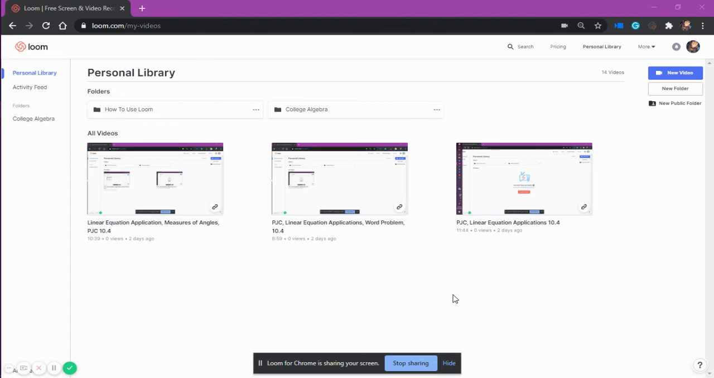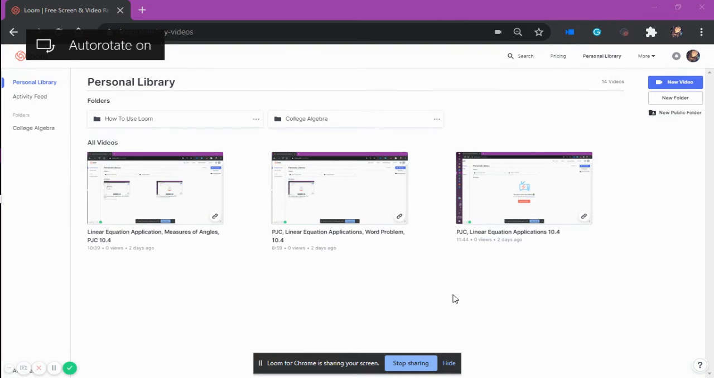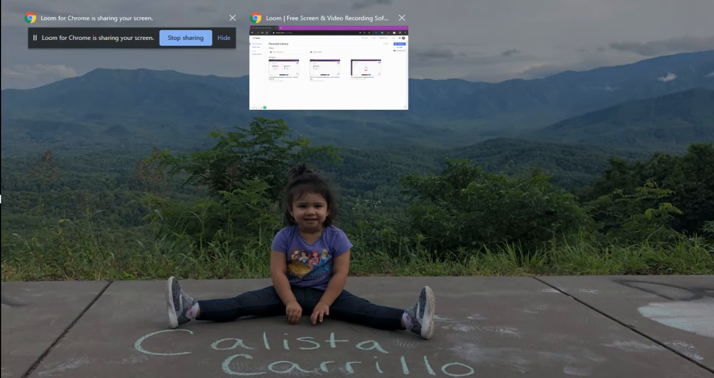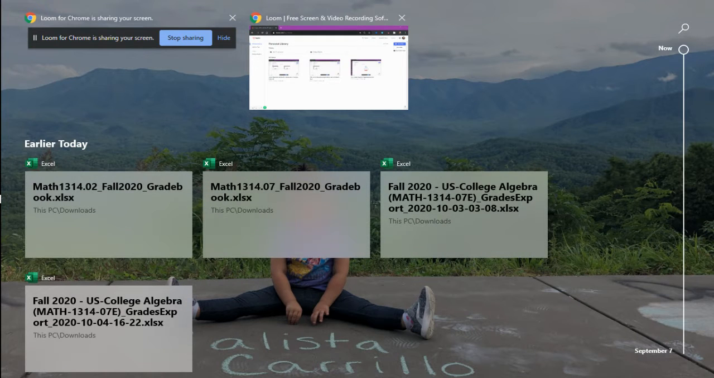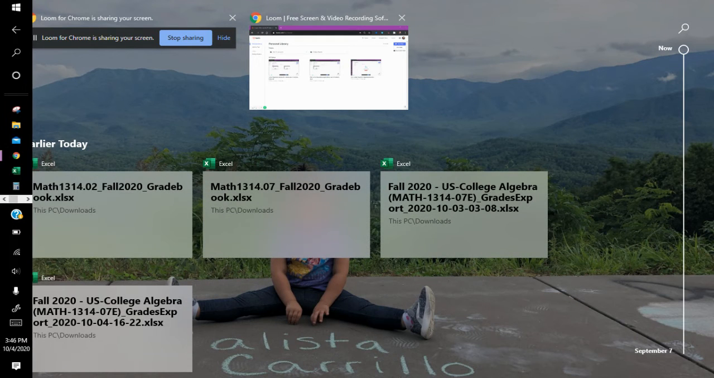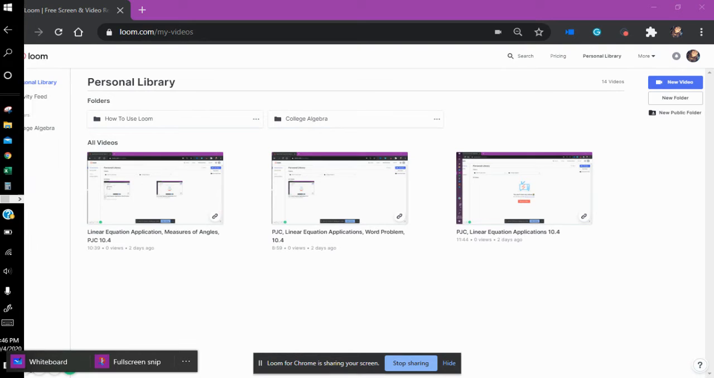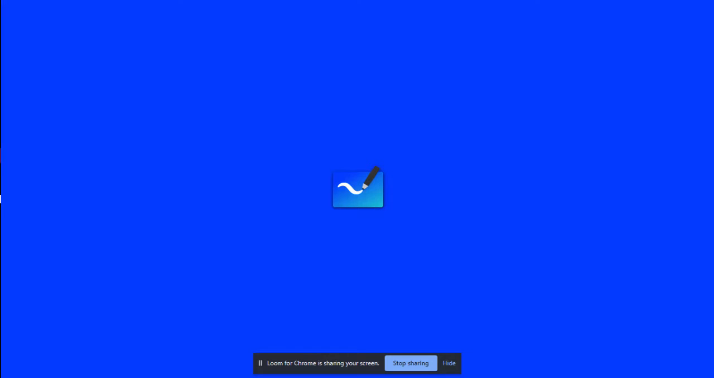Hey y'all, we are going to do a linear equation application. Sorry, I don't know why this isn't open. A linear equation application involving measures of angles.